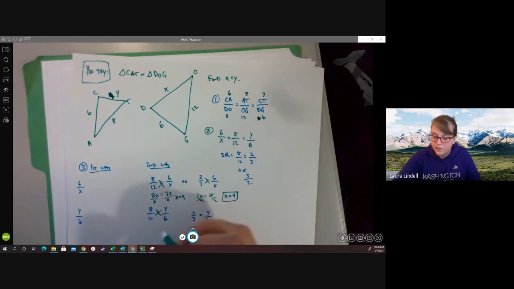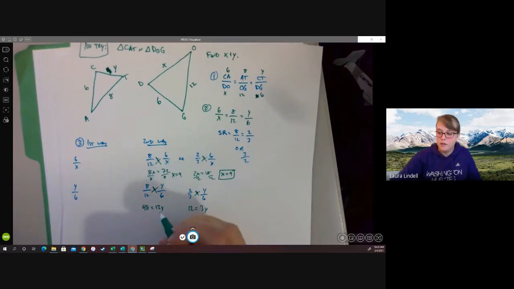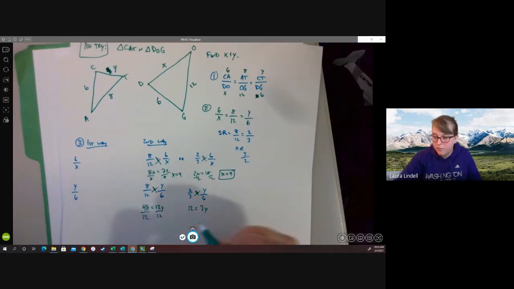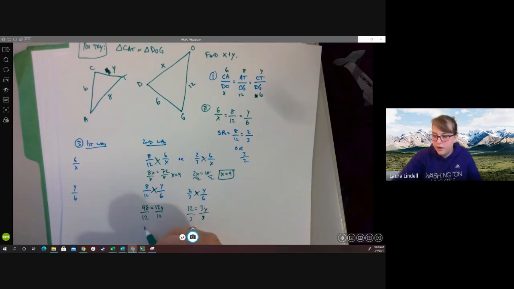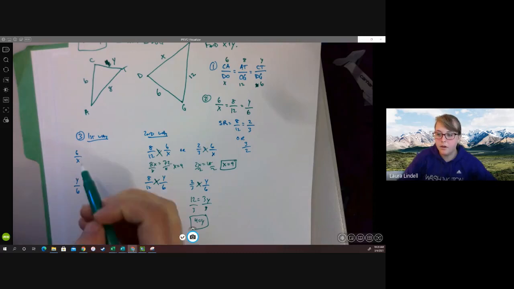Same thing happens here. We get 48 equals 12y. Or if you cross multiply here, we get 12 equals 3y. Either way, here we would divide by 12, here we would divide by 3. You get y is 4. Okay, and then the same thing should happen here if you chose to do it the first way.